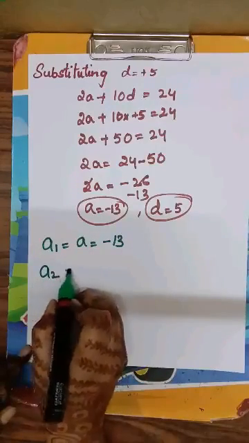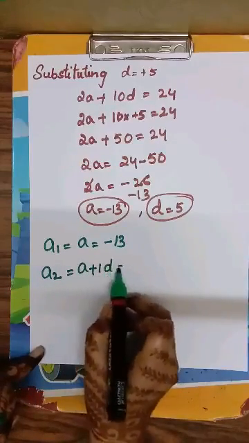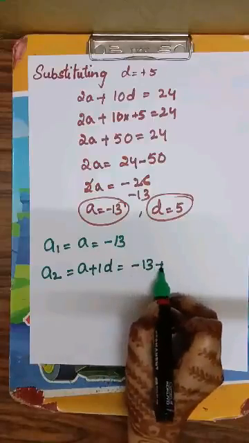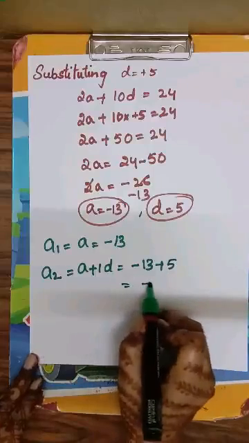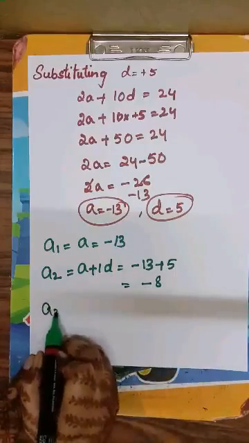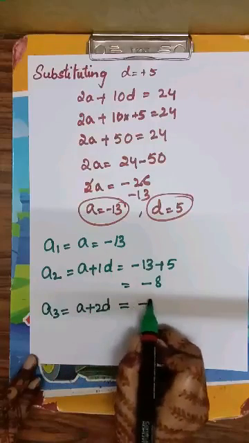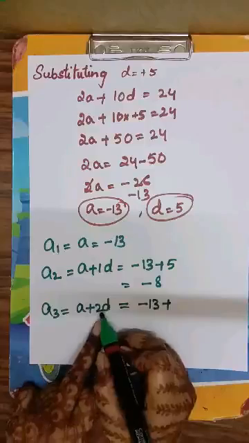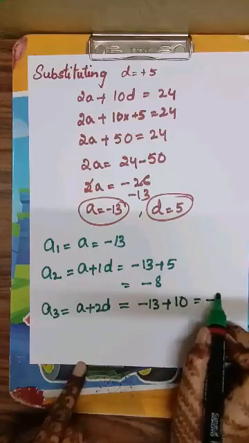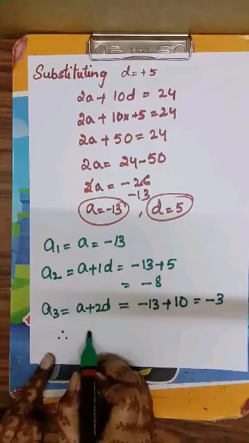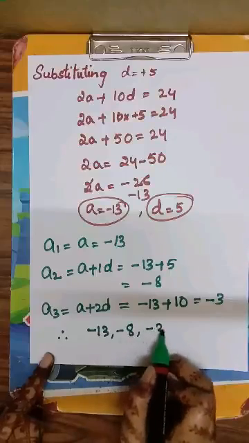The second term A2 is A plus 1D: minus 13 plus 5, this is equal to minus 8. The third term A3 is equal to A plus 2D, that is minus 13 plus 2 into 5. 2 5s are 10. The answer we got is minus 3. Therefore, the first 3 terms are minus 13, minus 8, minus 3.